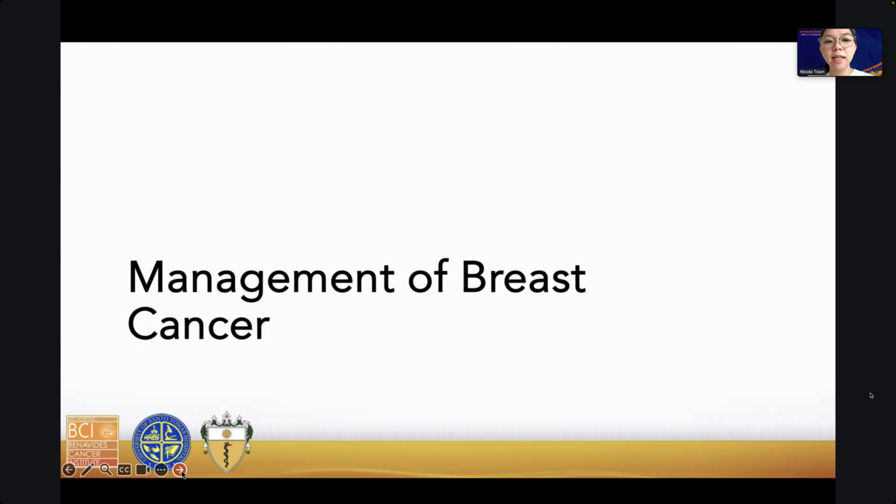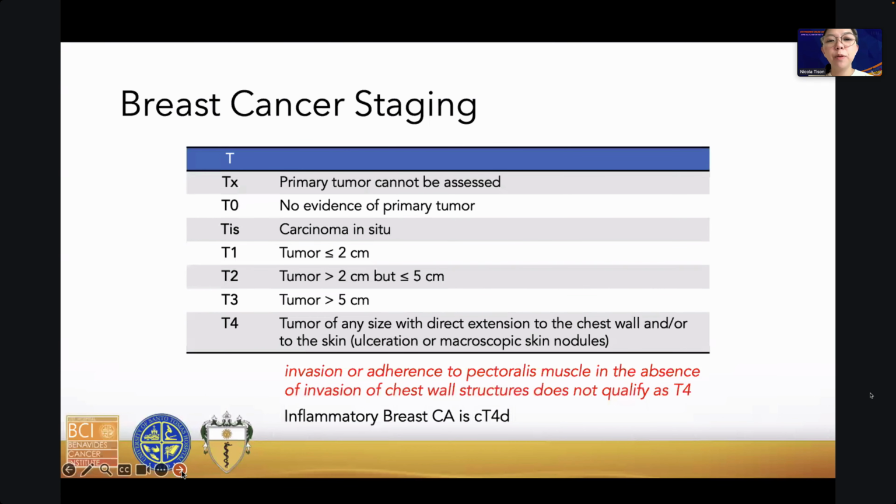Next, we go to the management of breast cancer. Before we go to the management, knowing the staging is very important because the stage will determine your management. For the T stage or the tumor size, it's quite easy to remember. Just memorize T2. T2 is greater than 2 cm but less than or equal to 5 cm.